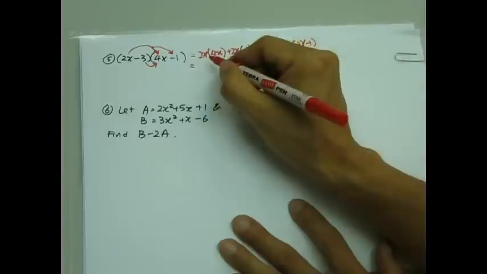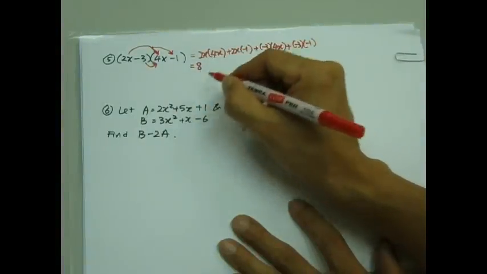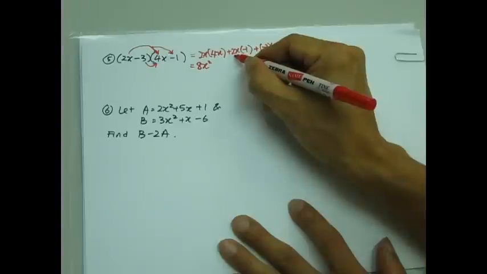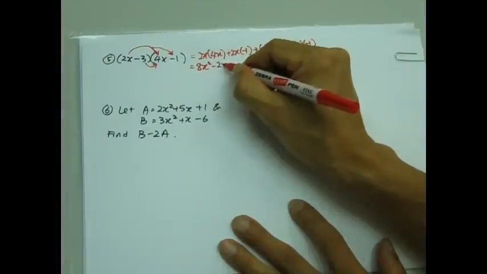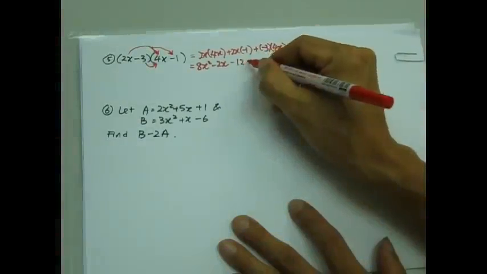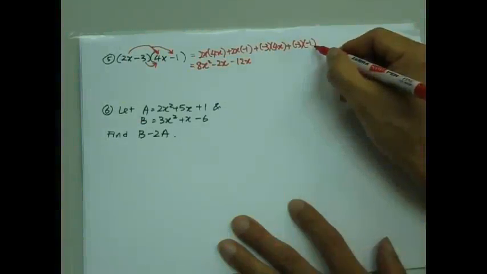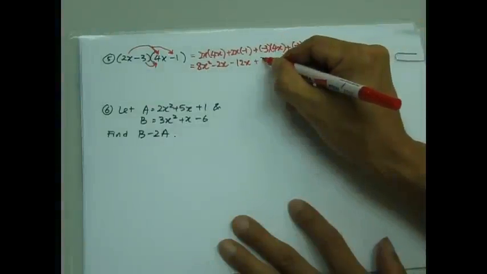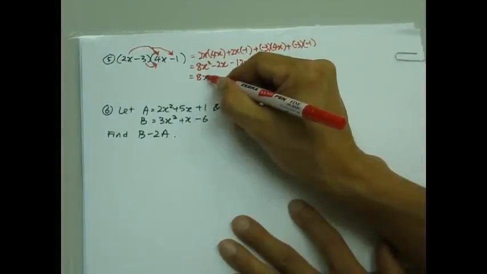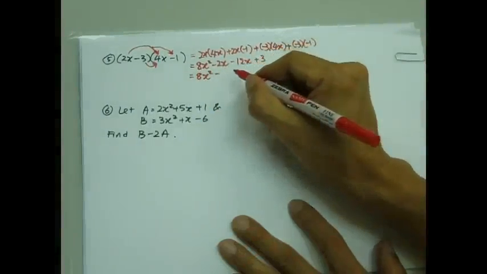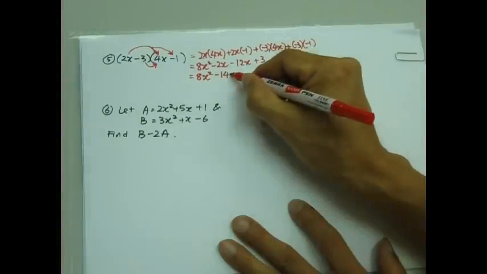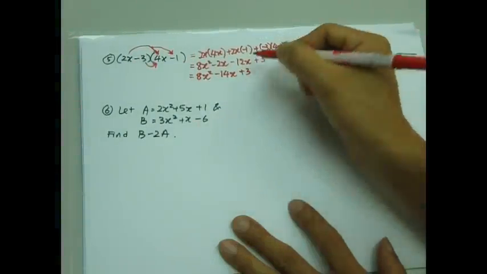So the answer to this will be 2 times 4, that will be 8. x times x, x squared. Plus 2 times negative 1, negative 2x. Negative 3 times 4, that will be negative 12x. And then negative 3 times negative 1, that will be 3. Simplifying this a little bit more, we have 8x squared, negative 2 minus 12, that will be minus 14x, plus 3.